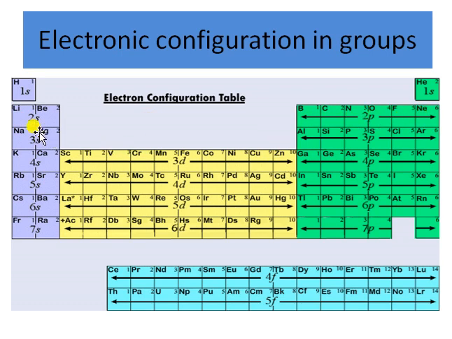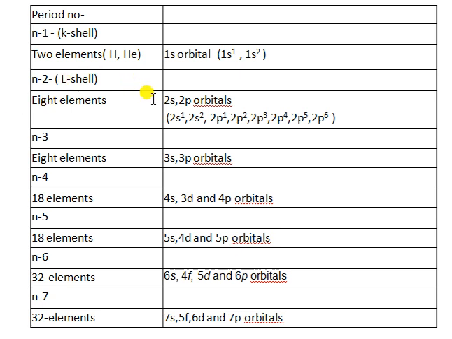These are the 8 elements which are present in period 2, where the electronic configurations of these elements belong to 2s and 2p orbitals. But we have to go into details.